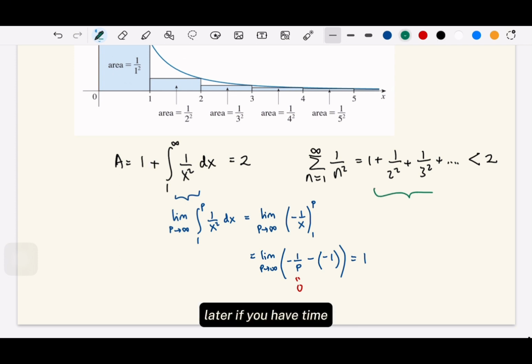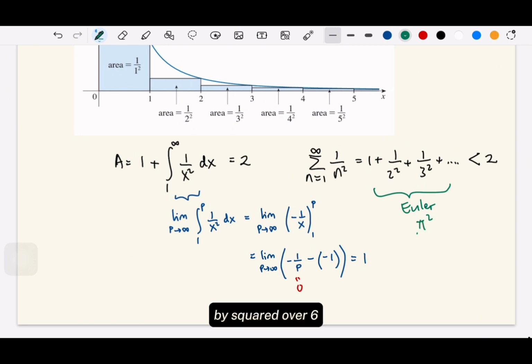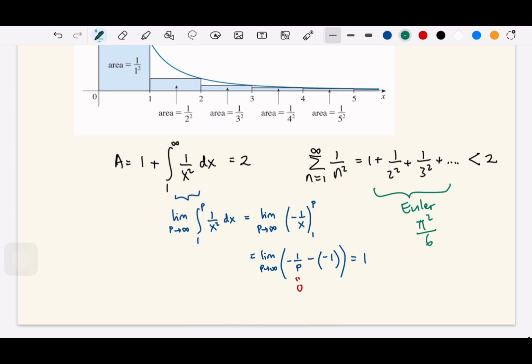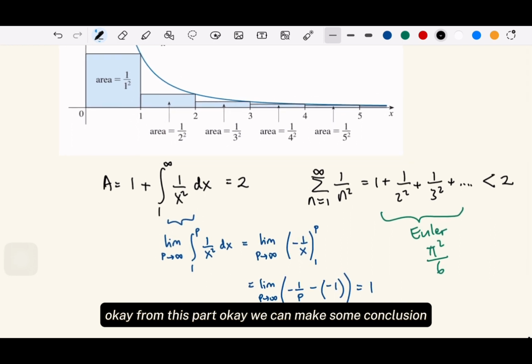Later, if you have time, you can also check that Euler found that this summation is about pi squared over 6. Okay, the total 1 plus 1 over 2 squared plus 1 over 3 squared is pi squared over 6. But the proof is, I think, quite difficult to elaborate. Okay, from this part, we could make some conclusion.